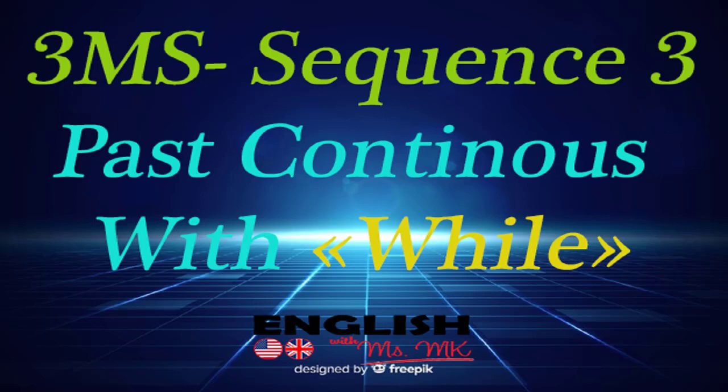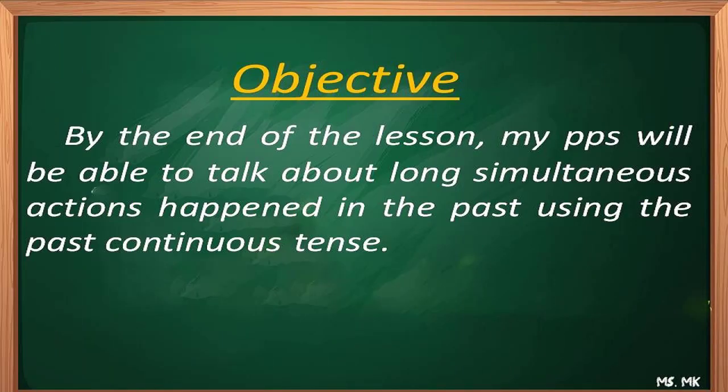So, the objective of my lesson, by the end, my pupils will be able to talk about simultaneous actions that happened in the past using the past continuous tense. And here I would add, to talk about long simultaneous actions that happened in the past using the past continuous tense. The past continuous tense is somehow long, so I have divided it into affirmative form, then interrogative, then negative. I'm going to present each form separately.